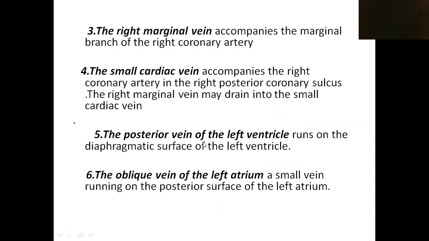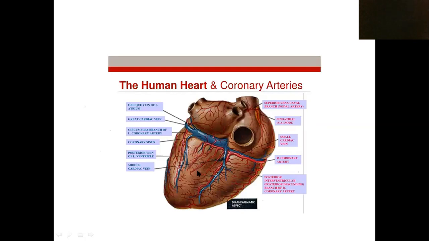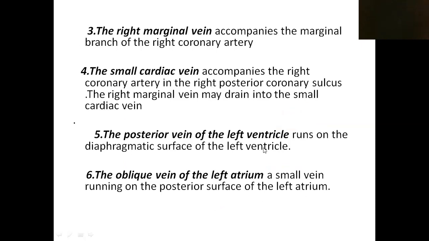Then the posterior vein of the left ventricle runs on the diaphragmatic surface of the left ventricle. See this one, the posterior vein of the left ventricle. This is the inferior or diaphragmatic surface of the left ventricle, and there we can see a vein. That is the posterior vein of the left ventricle.